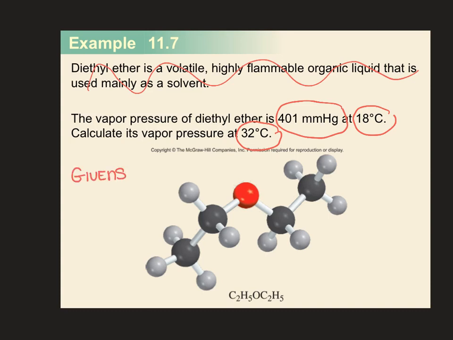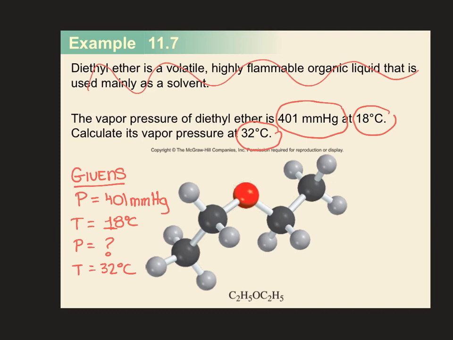And I've got them circled up there. I'm going to list them just to kind of really hammer home my point of how to do this. So 401 millimeters mercury, everybody should know that's a unit of pressure. So I'm going to label it P, and for right now just P. And then I see an 18 degrees Celsius. What is that? If it's Celsius, temperature. And then it says calculate its vapor pressure. Okay, so I'm looking for another P at a temperature of 32 degrees Celsius.